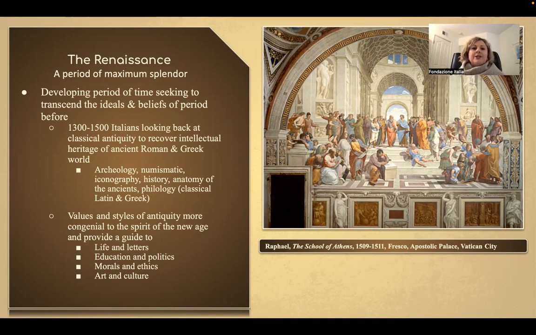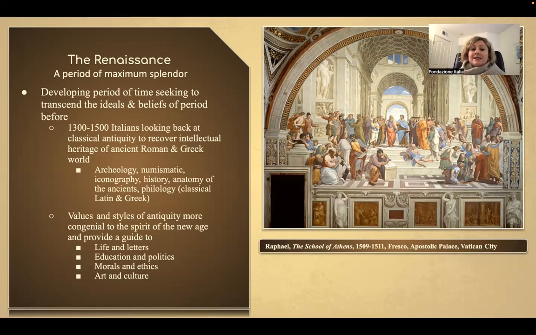And so, in looking to explore this heritage, during the Renaissance new fields are born: archaeology, numismatics, iconography, history, anatomy, philology, the study of Latin and Greek. Whereas in the Middle Ages, with Dante the father of it, there was an emphasis on the vernacular languages, the language that the people are speaking, now there's a return to Latin, but to the classical Latin. Obviously, the vernacular languages don't go away, but there is a return to expressing themselves in a very eloquent, educated Latin.